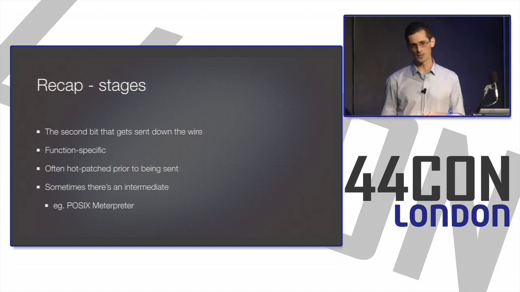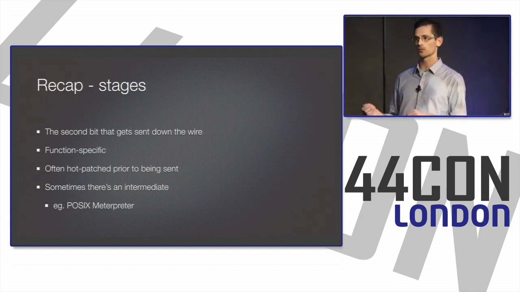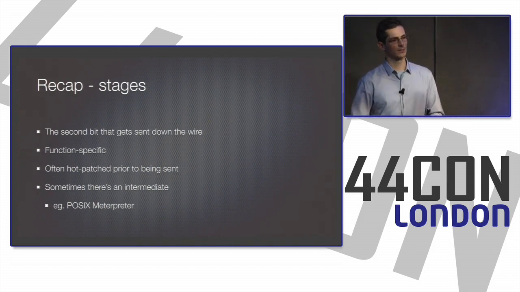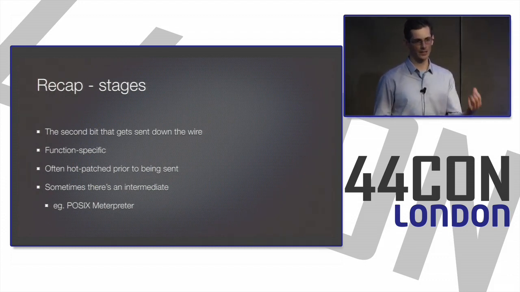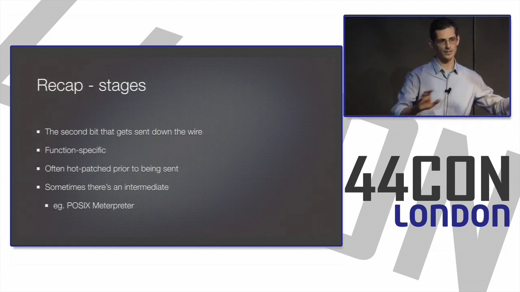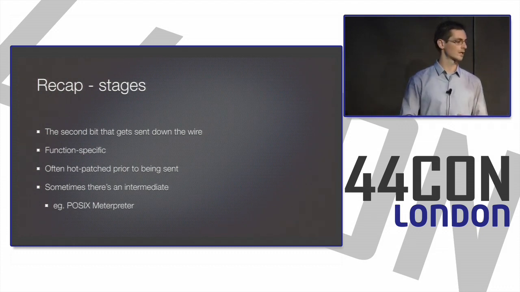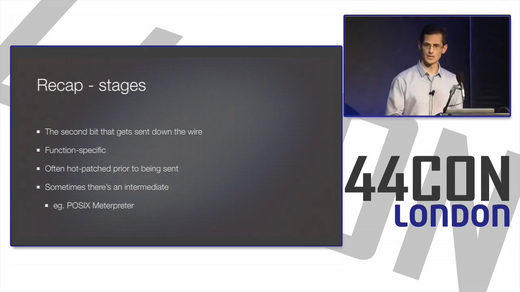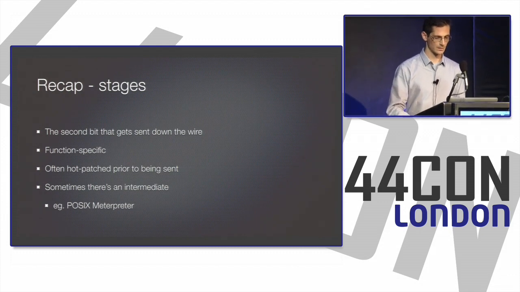Sometimes there is an intermediate stage. For the most part, Meterpreter will just have one stager, one stage, and then you have your session. In the case of POSIX, for example, there's actually an intermediate stage. So it's a smaller payload than the full-blown Meterpreter, and it's designed to make a bit more space and then pull the next piece down. But to my memory, POSIX is the only one that I can think of. Any questions so far?